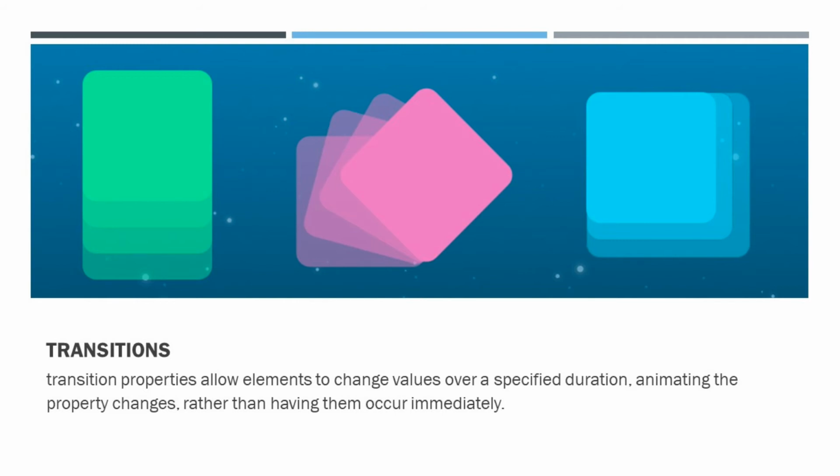Anime.js is a lightweight JavaScript animation library with a simple, yet powerful API. It works with CSS properties, SVG, DOM attributes, and JavaScript objects.